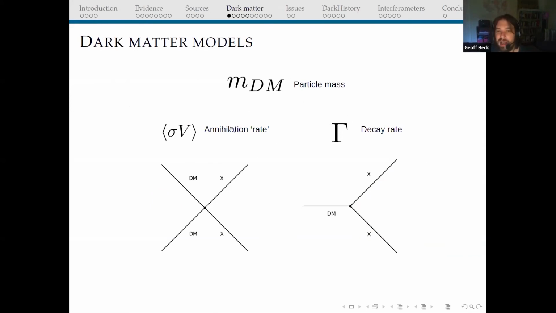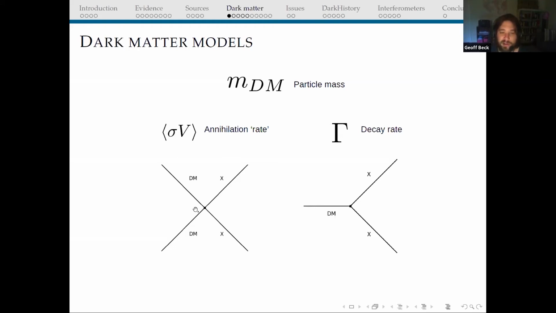We can have an annihilating or decaying model. For an annihilating model, we have the cross section, which roughly functions as an annihilation rate. It's a sort of volume annihilation rate. It's got funny units. And finally, we can have an annihilation channel.